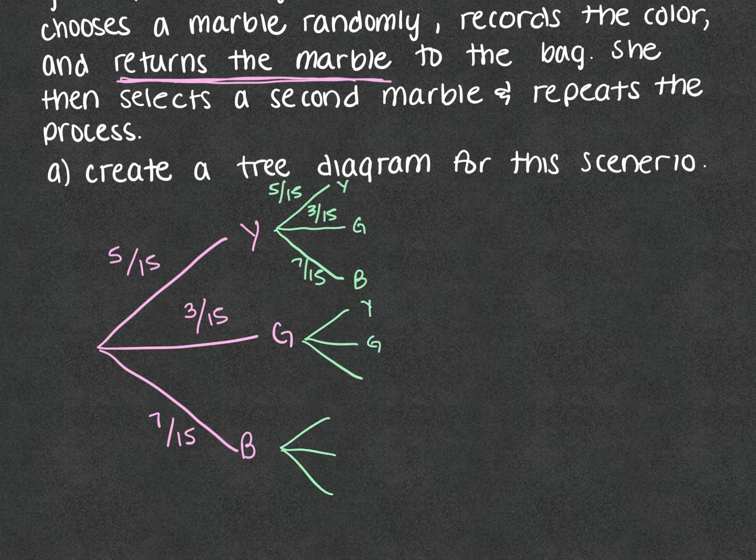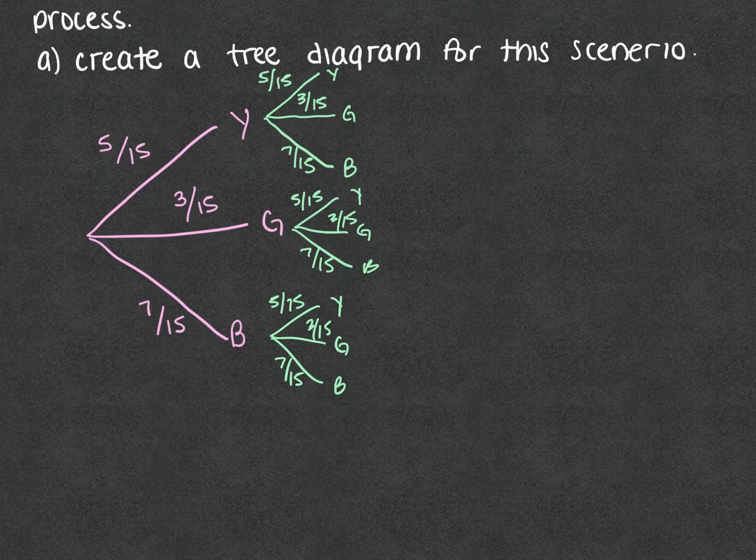So yellow, green, blue, yellow, green, blue. She could have chosen a green first and then yellow, green, or blue, and then yellow, green, or blue. Okay? Make sure you give yourself enough space, unlike me, so that you can fit it a little bit nicer. All right, so again, this is just an organizational tool to represent all of the probabilities or our full sample space. So now I can list out all the potential options pretty methodically.